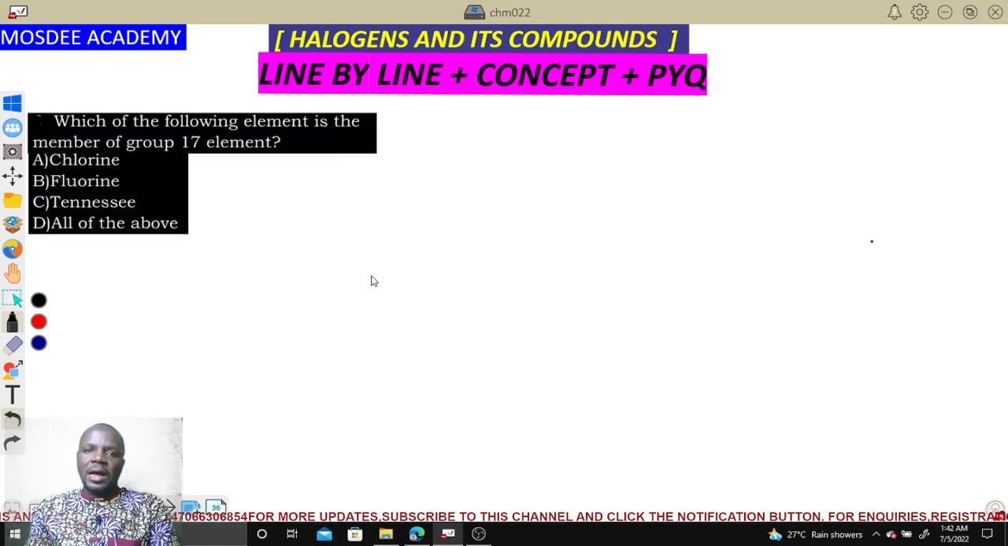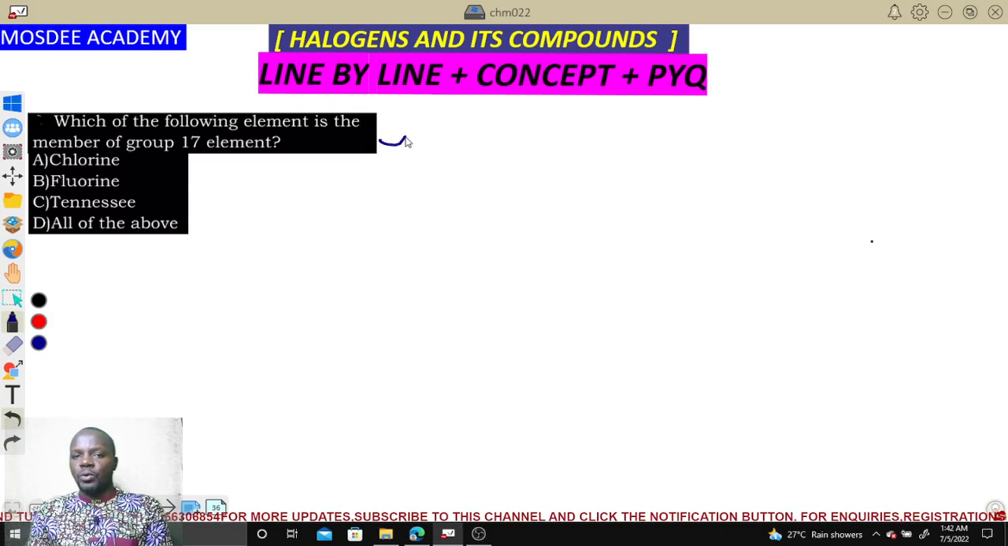So let's start. The first one is halogens and their compounds. The first question we have here is: which of the following elements is a member of group 17? Now, as you might have studied in your junior classes, there are 18 groups in the modern periodic table.